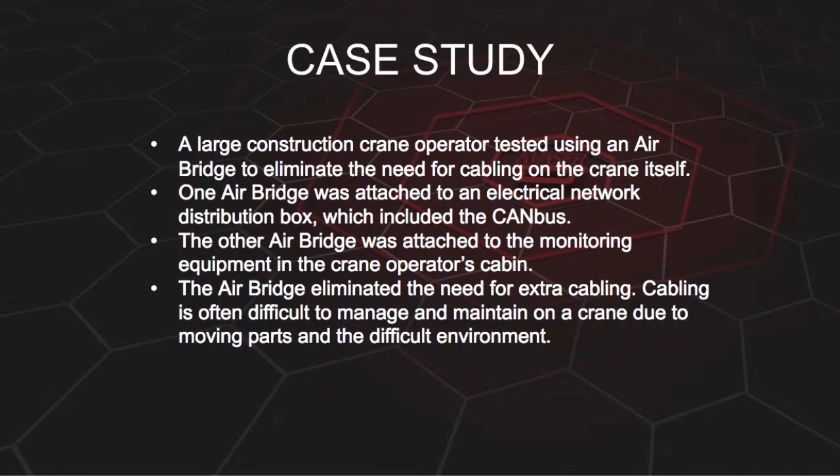In a second case study, a large construction crane operator tested using an AirBridge to eliminate the need for cabling on the crane itself. One AirBridge was attached to an electrical network distribution box, which included the CAN bus. The other AirBridge was attached to the monitoring equipment in the crane operator's cabin. The AirBridge eliminated the need for extra cabling. Cabling is often difficult to manage and maintain on a crane due to moving parts in the difficult environment.